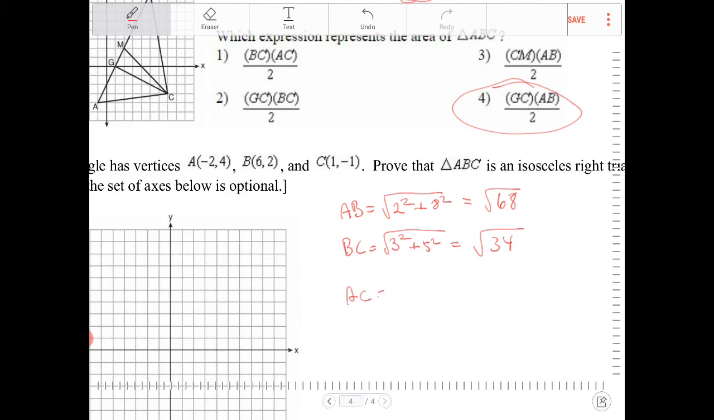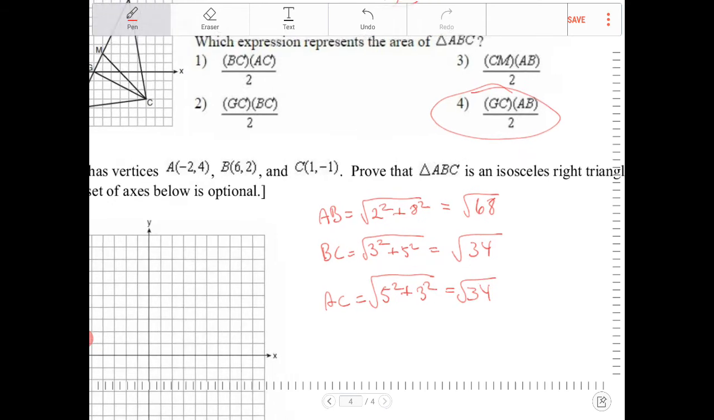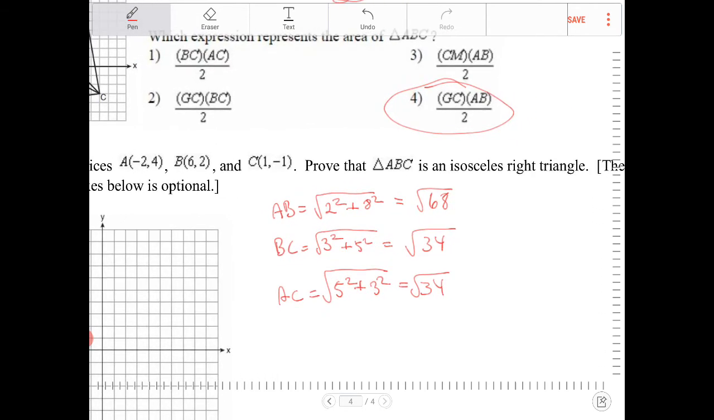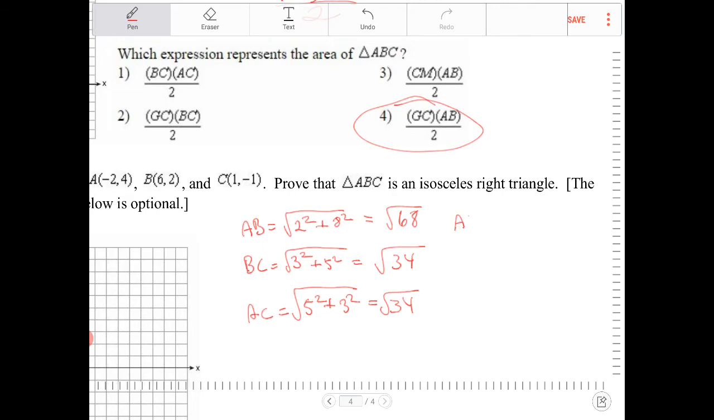And AC, what would AC be? -1 minus 4 is 5 squared. 1 minus -2 is 3 squared. So that would be the square root of 34 as well. So this proves that ABC is isosceles.